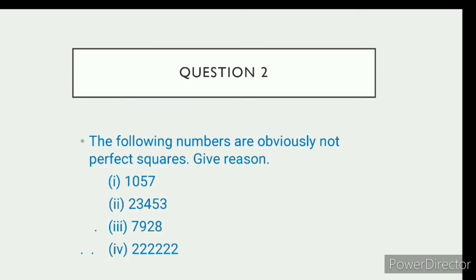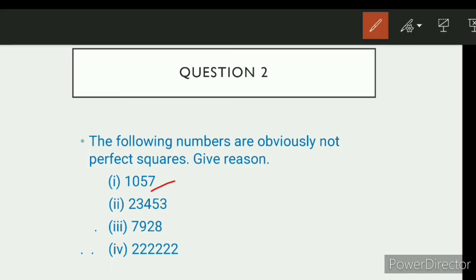Question 2. The following numbers are obviously not perfect squares. Give reason. Look at the unit place. 7, 3, 8, 2. If a number has these digits, that is 2, 3, 7, 8, in the unit place, those numbers are non-perfect squares. We should write that reason for each number.